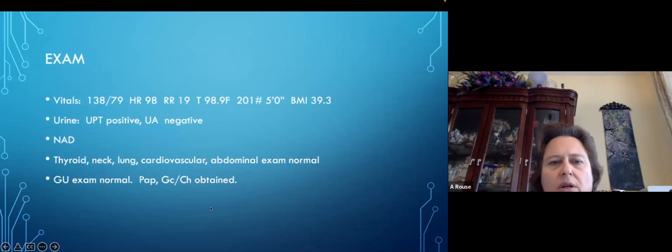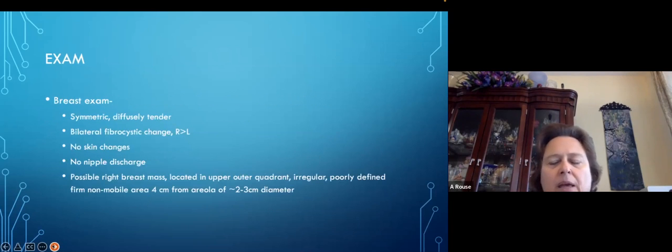Here are her vitals. Normal range, but upper end of it, blood pressure. BMI is 39. Pregnancy test, of course, was positive. Her urine analysis was negative. On physical exam, you're not finding anything exciting. You did a pap smear and gonorrhea and chlamydia since she hadn't had any in a while and was due for them. And here's your breast exam.